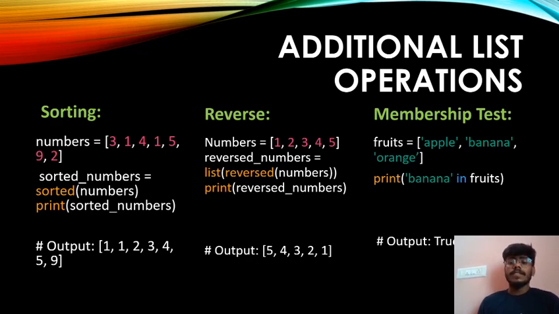Next, membership test. It acts as checking if an element is present in the list. Example, fruits = [apple, banana, orange]. Print banana in fruits. The output is True because banana is there in the fruits list.